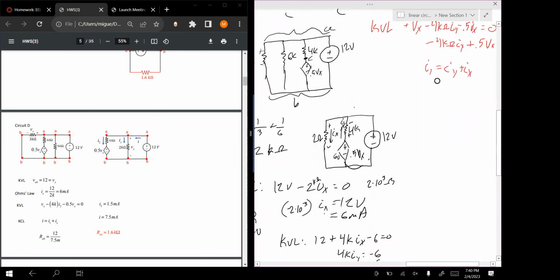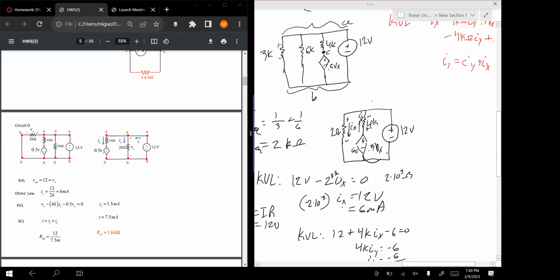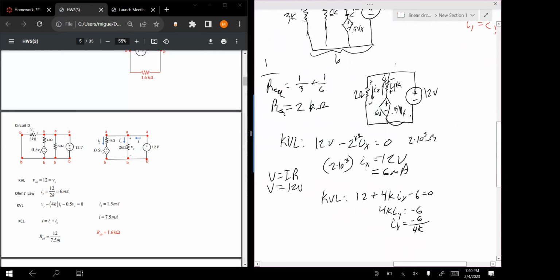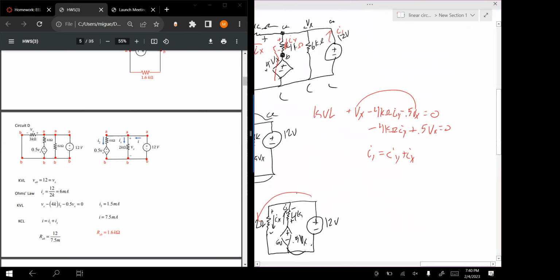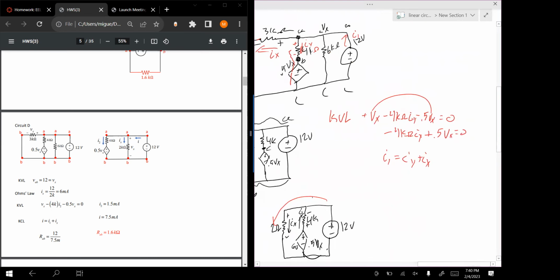Okay, so we know this is 6 milliamps flowing out here. So how do they get 1.5? I2 is 1.5. Is that because of the... oh, I'm missing something here.